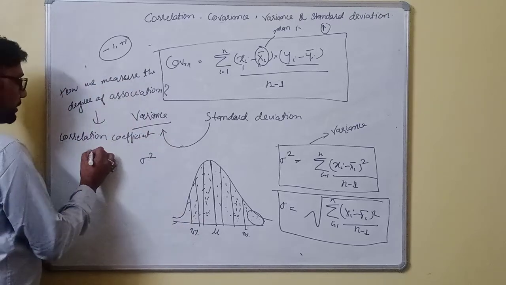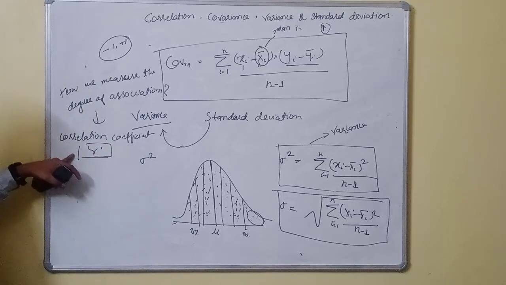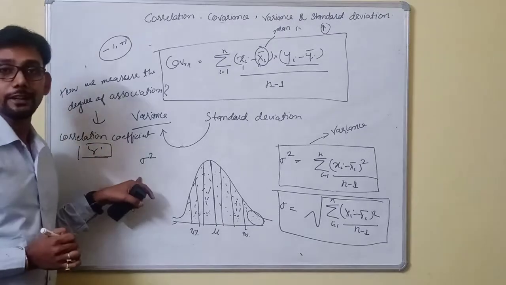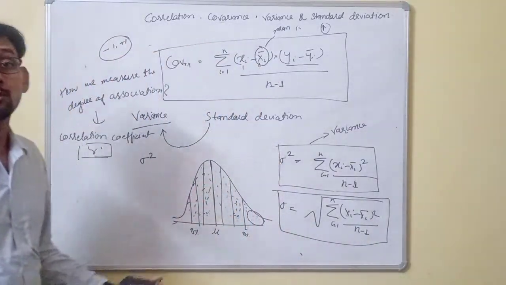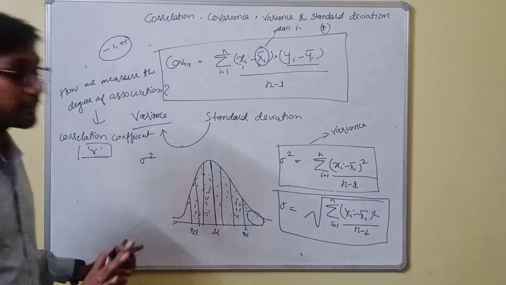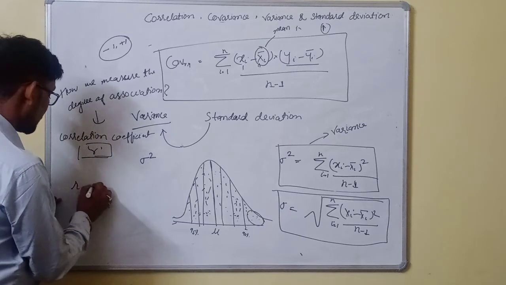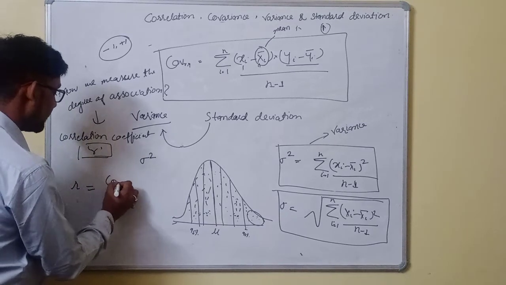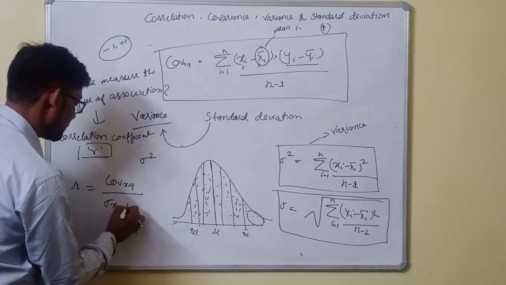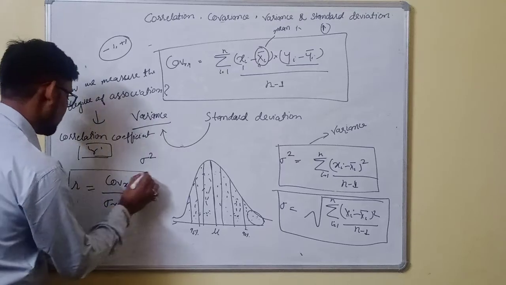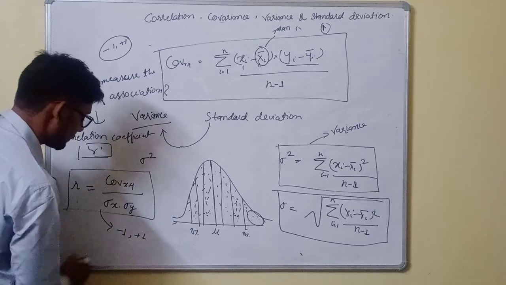It's denoted by R. And it's also called the Karl Pearson correlation. So guys, don't be confused about correlation and Pearson correlation, Karl Pearson correlation. These are the same things. Right? And the formula for getting R is equal to covariance of x comma y divided by sigma x into sigma y. And this value is always between -1 to +1, right?